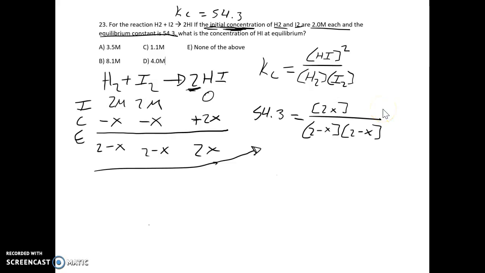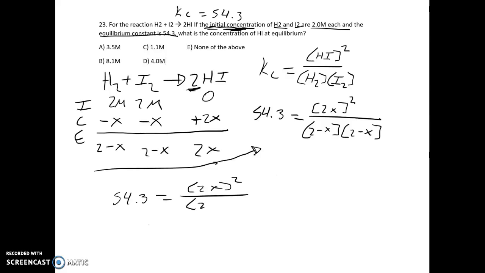So we have done that. We plug in the 2x for the concentration of hydrogen iodide, remember that it's squared, and then we plug in the 2 minus x for the concentration of hydrogen and the concentration of iodine. Anyway, another way of writing 2 minus x times 2 minus x is 2 minus x squared.